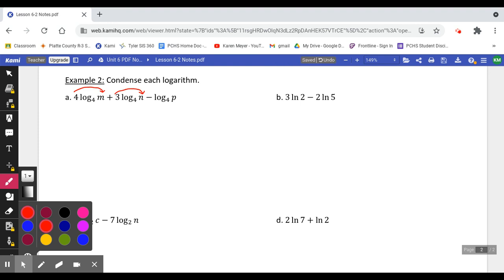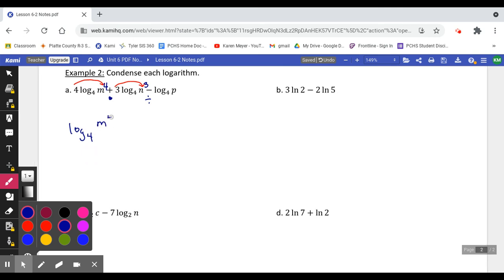Okay, so then I'm going to have an exponent of 4 up here with the m and an exponent of 3 up here with the n. Then I see times, which I'm going to change to multiplication. And then I see subtraction, which I'm going to change to division. So I'm writing my log base 4 one time, only one log or 1 ln. That's it. And then I'm going to have m to the 4th power times n to the 3rd power divided by b. Finished.